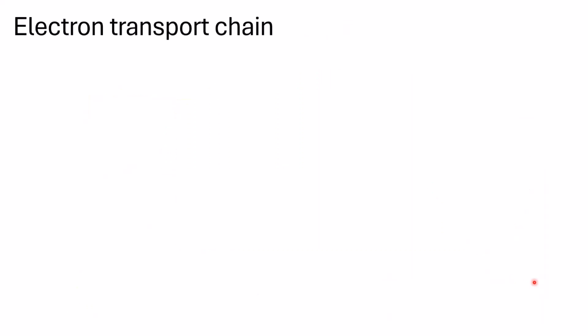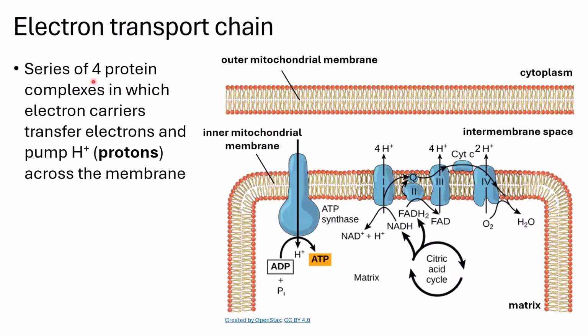As a whole, the electron transport chain is made of a series of 4 complexes that contain electron carriers which transfer electrons from one molecule to another. In other words, it's a chain that transports electrons. The energy that comes from the electron transfer is used to pump hydrogen ions, also called protons, across the membrane, which creates a proton gradient.